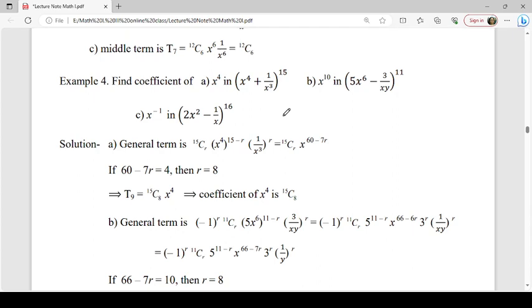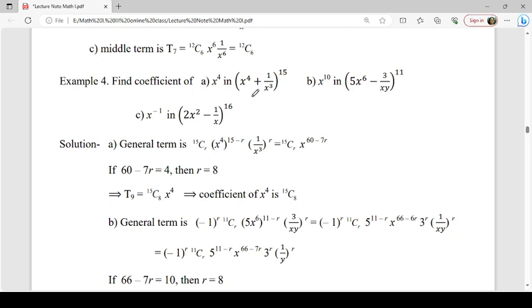15, so 15Cr, then x to the power 4 whole to the power 15 minus r, and 1 by x cube whole to the power r. Now 15Cr, after simplification we are getting this, and we need x to the power 4, so this x to the power, this should be 4, x to the power 60 minus 7r. We don't know what is r, but in the first term we will have r equal to 0, so it is x to the power 60. In the second term we will have r equal to 1, so 60 minus 7, it is 53. In the third term r is equal to 2, it is 60 minus 14, like this.